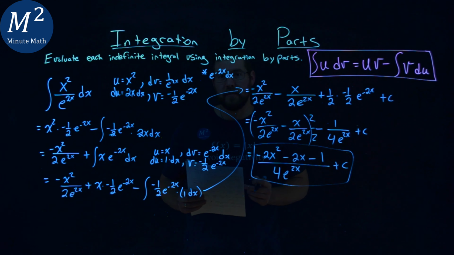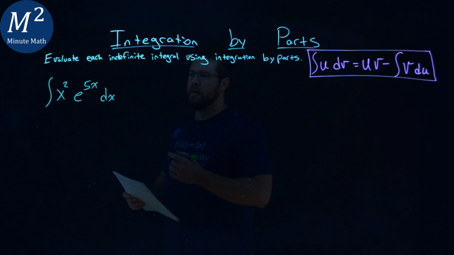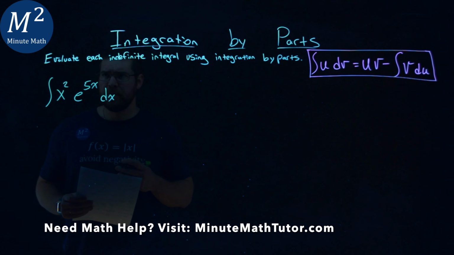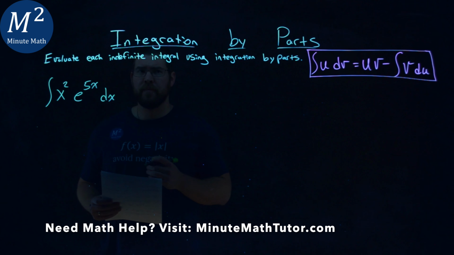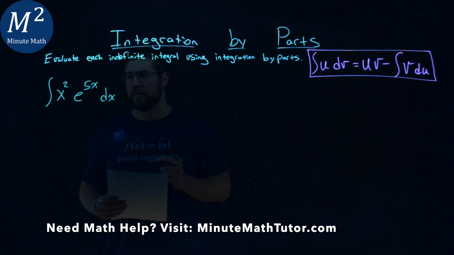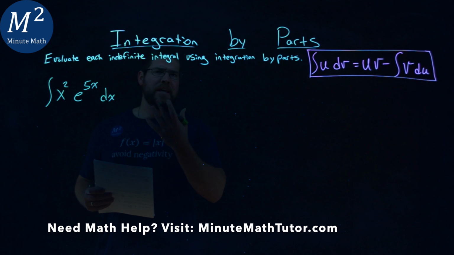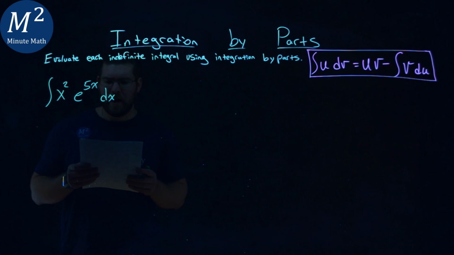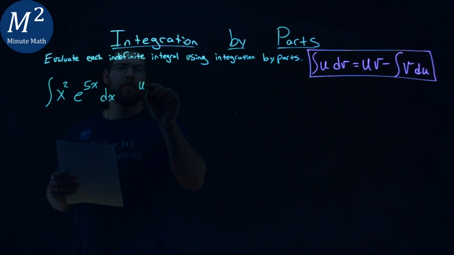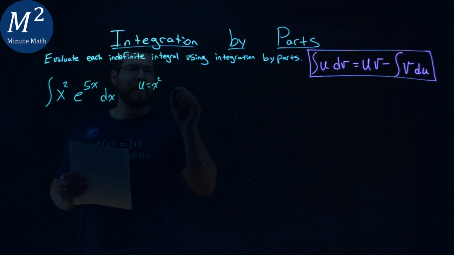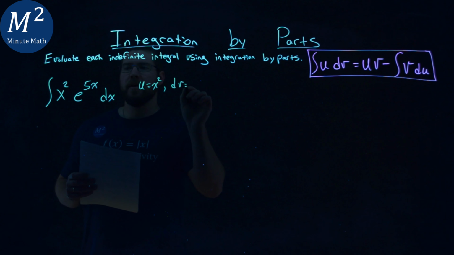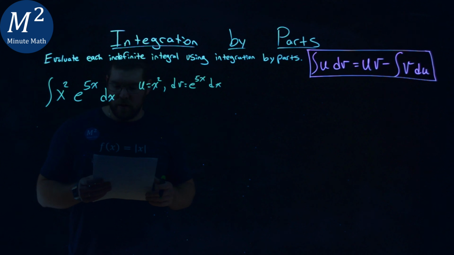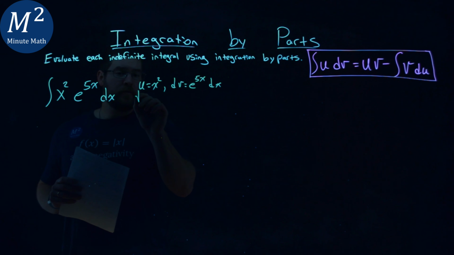We're given this problem right here, the integral of x squared times e to the 5x dx, and we have to evaluate this indefinite integral using integration by parts. Well, we want to find a u value and a dv value to start off with here. So I set my u value to be x squared and my dv value to be e to the 5x dx. So let's go find a du value.